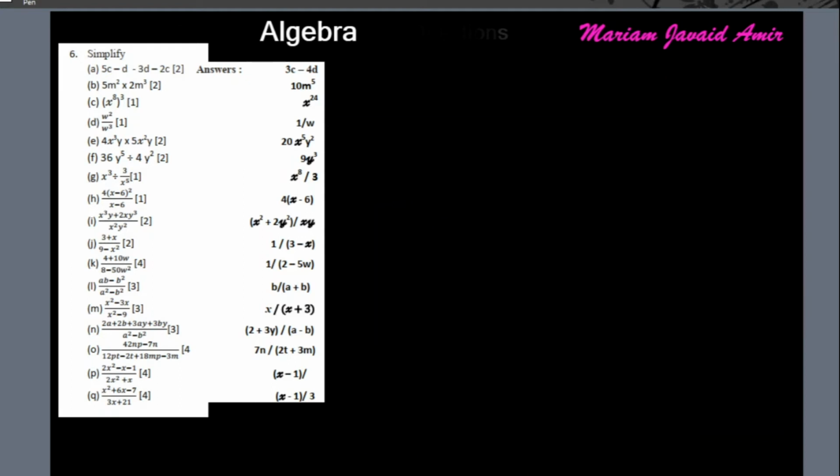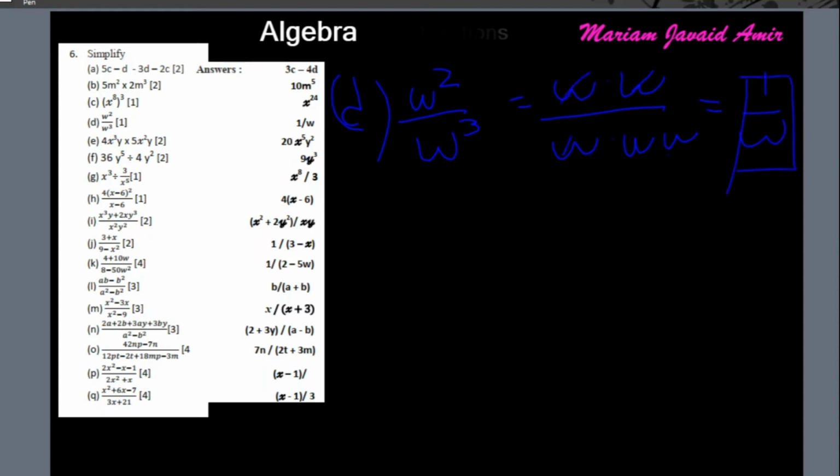Alright. Part D, part E, no, in fact part D. Part D is w square over w cube. So when we have 2 w's in the numerator and 3 w's in the denominator, we're left with 1 over w after cancellation.